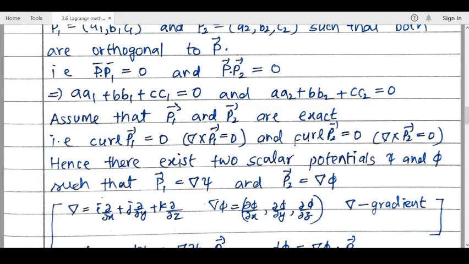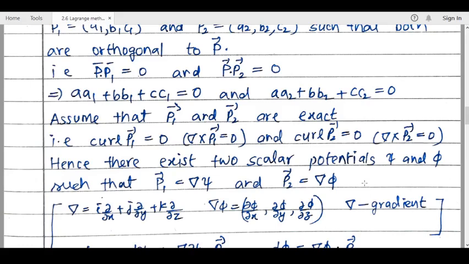This also you have studied in your degree class. It means that there exist two scalar functions psi and phi such that P1 equals del psi and P2 equals del phi. Del is the gradient. Let me recall that del is a vector operator: i dou by dou x plus j dou by dou y plus k dou by dou z. It operates on a scalar quantity, and del phi is i dou phi by dou x plus j dou phi by dou y plus k dou phi by dou z.